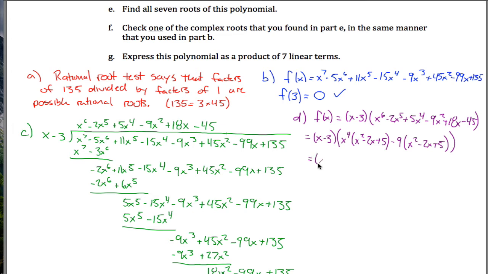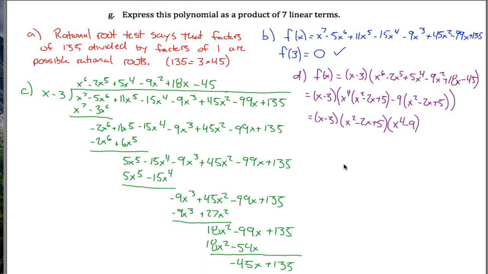So what I have is x minus 3 times x squared minus 2x plus 5. Factor that out from each of these terms, and left over is x to the 4th minus 9. And then this I can factor even further.